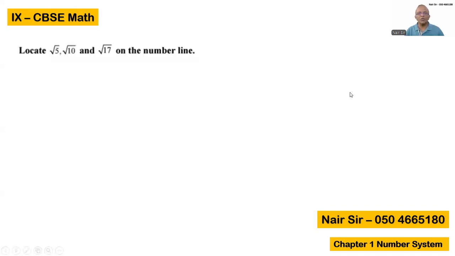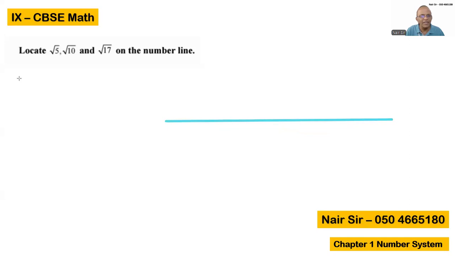This is one of the questions which one of my students has asked me to explain: locate root 5, root 10, root 17 on a number line. As every time I say that, you are in grade 9, so you have studied about a number line, something like this.